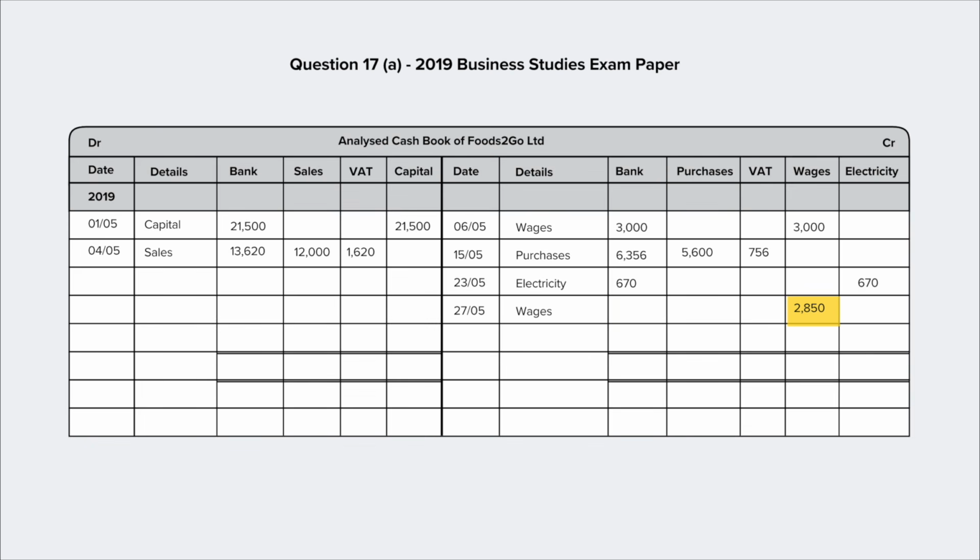Now we've made note of where the money was allocated. We go back to our bank account and state the amount we spent on wages, which was 2,850 euro. Here we can see in the bank column, we spent €2,850. And what did we spend it on? We trace our eyes over and we see the wages column of €2,850.